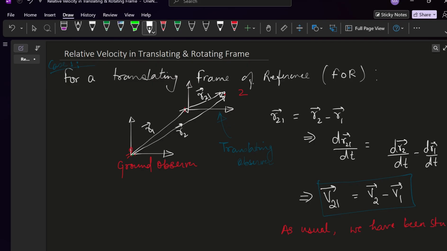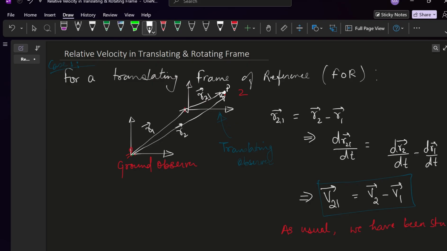If the frame of reference is translating, how are we going to write the velocity of one point with respect to the other? As usual, we have been studying this, right? If two frames are there, you can see here, one is the ground frame and another one is this translating frame. It's not rotating, by the way. And there is another particle, let's say this particle is P. And from this frame, what will be its velocity?